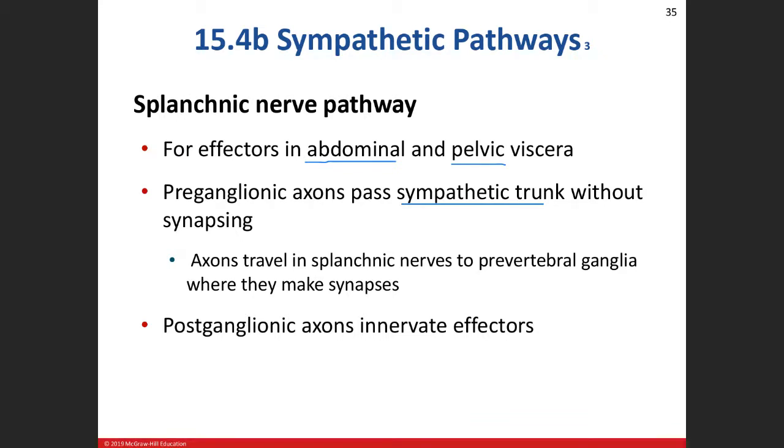But what it'll do is it will actually leave the trunk and synapse outside of the trunk in what we call the prevertebral ganglia. All those ganglia I just named off, the celiac, the superior mesenteric, the inferior mesenteric, those are our prevertebral ganglia. So it'll travel to those ganglia, synapse in those ganglia, near the aorta, and then from those ganglia, the postsynaptic neurons will head towards the different effectors throughout your abdominal and pelvic viscera.